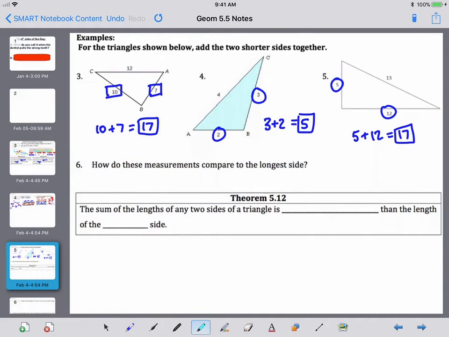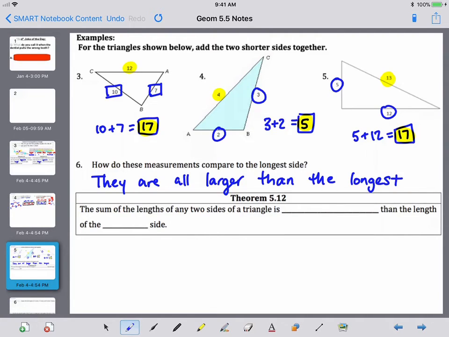Now we're asked to find a relationship between those numbers and the longest side. So how does 17 relate to 12? How does 5 relate to 4? And how does 17 relate to 13? And I noticed that those sums are all larger than the longest side.